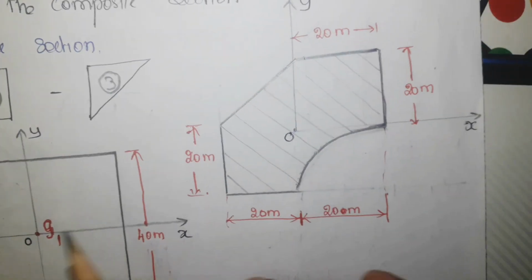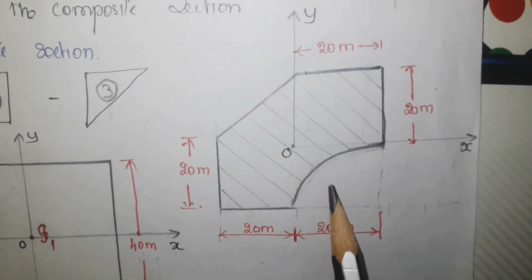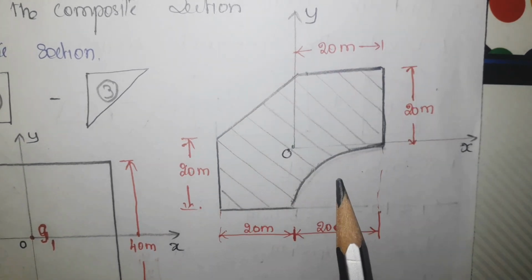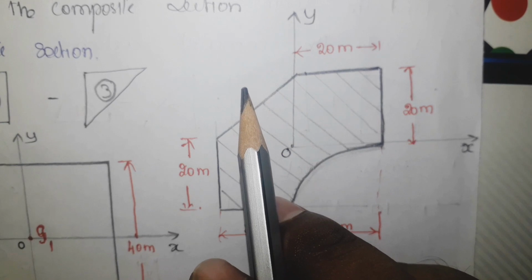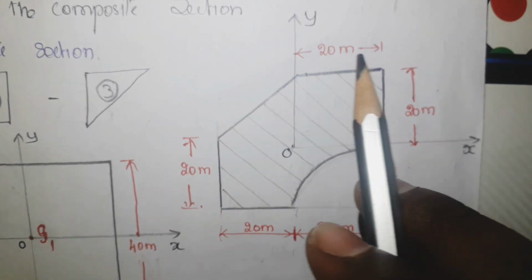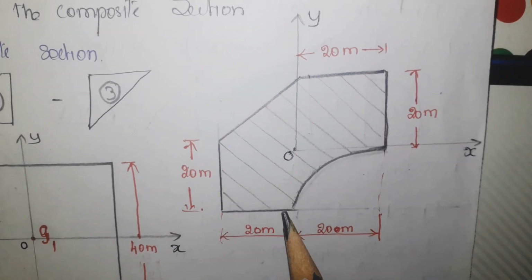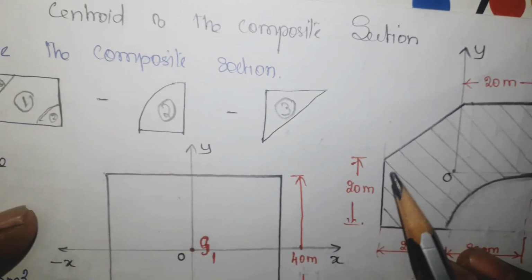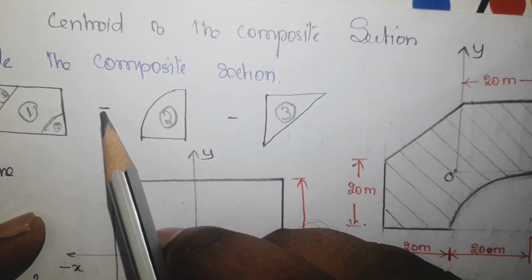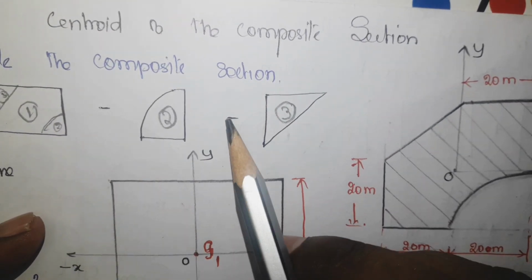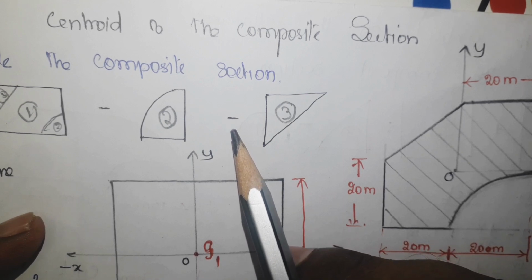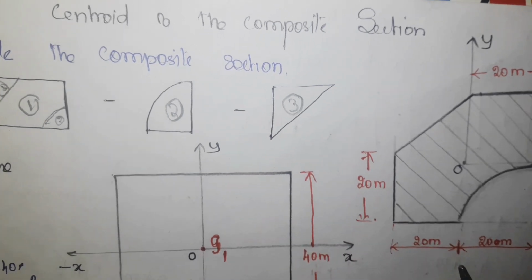So finally I will get this shape. This is a square, a quarter circle is removed, and here a triangle is removed. Finally I will get the final composite shape. You see here I have used subtraction, here also subtraction, and here also subtraction. This is our first problem like this.